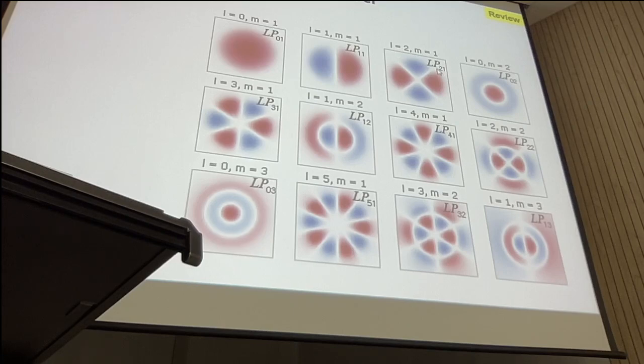LP21 represents the quantum number along the radial direction, 1, and the quantum number for the azimuthal direction, 2. So we have two zero crossings here, right? It's like a sine wave. If we have a sine wave along phi, we have two zero crossings. That corresponds to the LP1 mode.